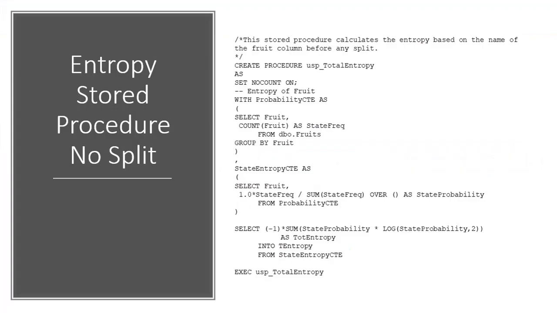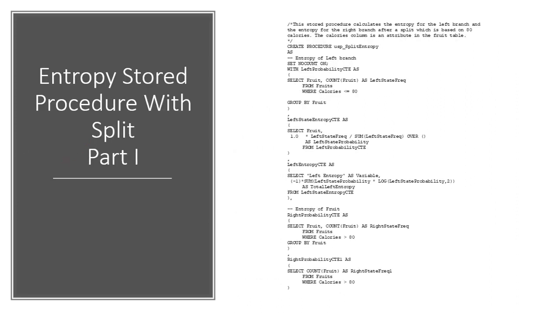So in conclusion here, I have built 3 stored procedures that are going to help me calculate information gain. Here's the first one, and it's the entropy stored procedure before the split. We've seen that logic in the previous slide, and now it's in a stored procedure format that you can see. It's going to calculate the total entropy without the split.